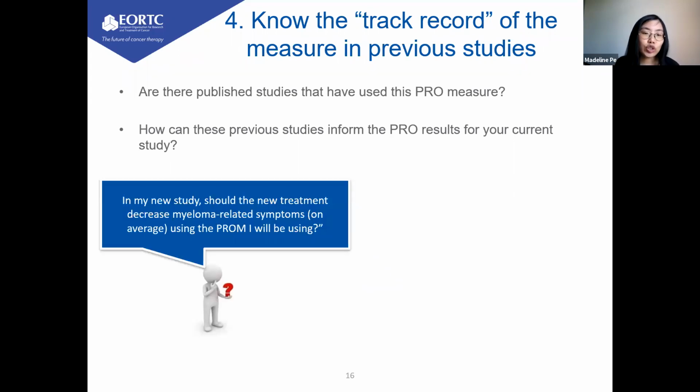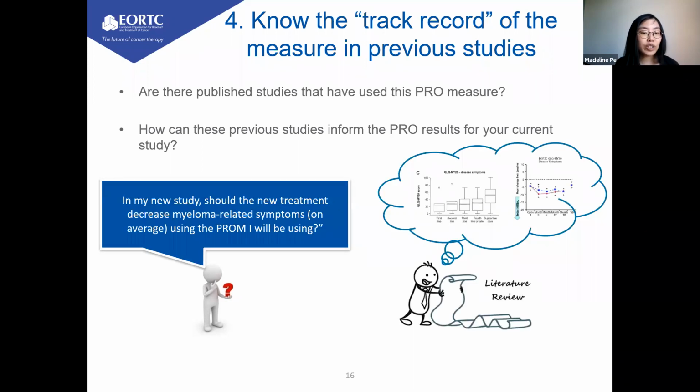So here's an example. Let's say there's a new treatment for, I don't know, myeloma. And the question is whether the new treatment should decrease myeloma-related symptoms using the measure you will use. So you do a literature review to see what measures have been used for assessing a similar study with myeloma patients and what the results were there.